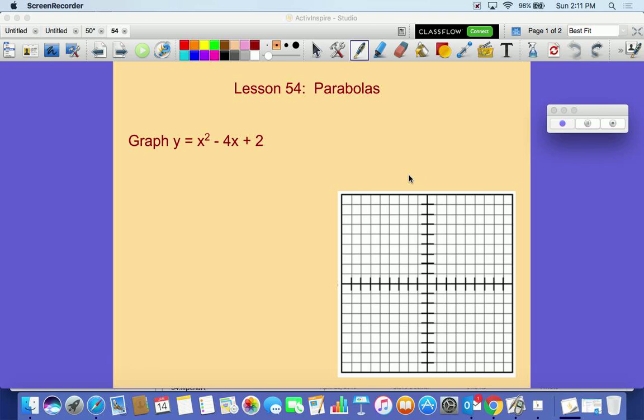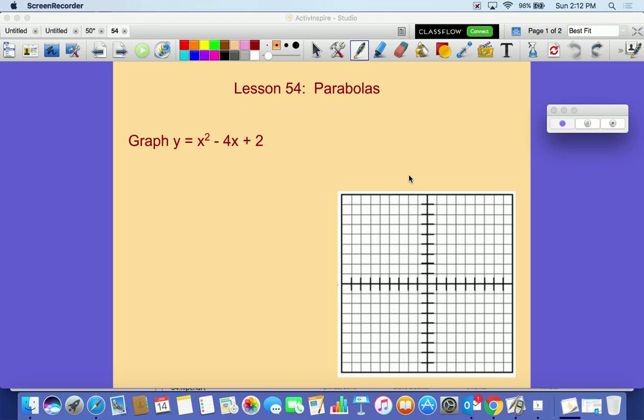Lesson 54 is about parabolas today. This should be a good lesson to kind of get you kick-started for second semester. We are going to talk about how to graph parabolas today, and you guys have been doing this for the last year and a half or so, so this should be a nice little review here.